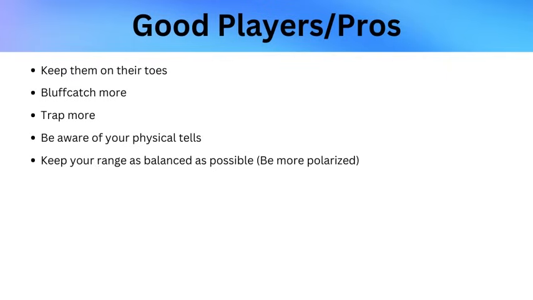Okay. Keep your range as balanced as possible. Be more polarized. So you are going to have a polarized 3-betting range versus them and a 4-betting range versus them. They are going to 3-bet you a lot, so therefore you need to put in some light 4-bets, like we were talking about with aggressive players.